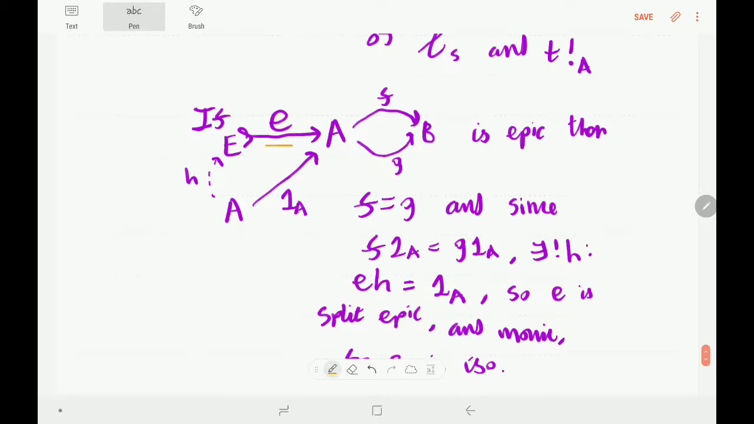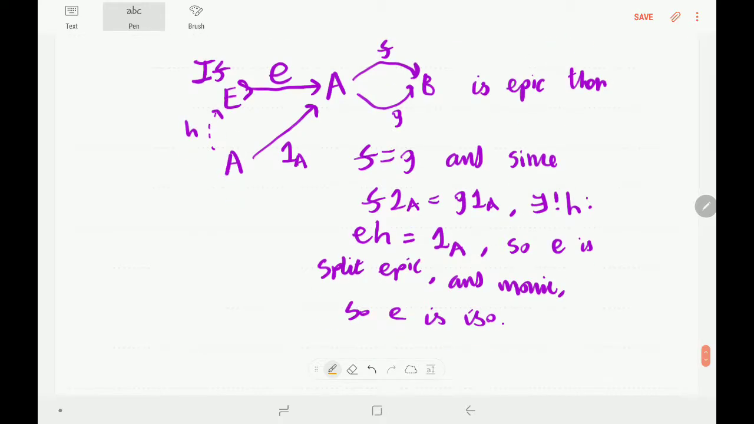So E has to be monic and split epic, which means it's iso. So that's a fancy way of saying that in a topos, every monic epic is iso. Just like in the category of sets, okay? If an arrow is monic and epic, then it's iso. So we see where that comes from now.